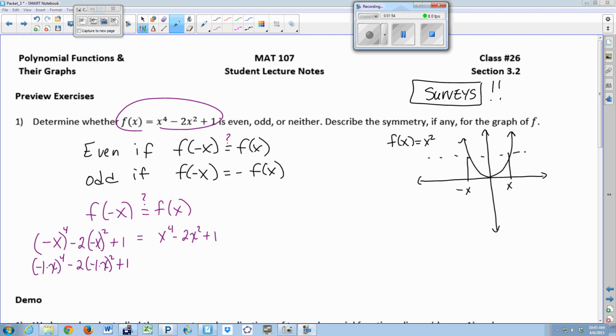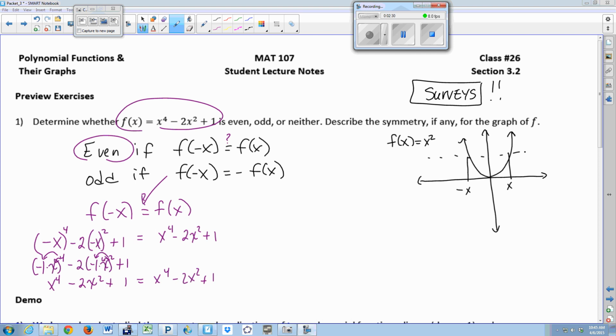When we raise this to the fourth power, we raise the -1 to the fourth power and the x to the fourth power. So -1 times -1 times -1 times -1 is 1. So we get x to the fourth. Now we're going to square the -1 and we're going to square the x. -1 times -1? 1. Does that equal x to the fourth minus 2x squared plus 1? Are they equal? Yep. So this is an even function.